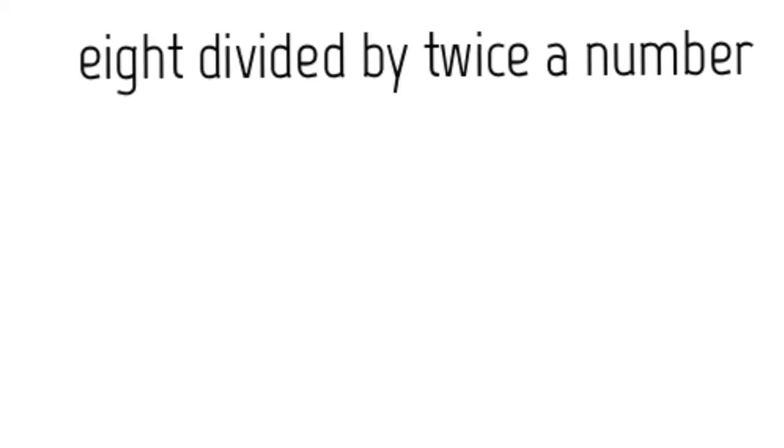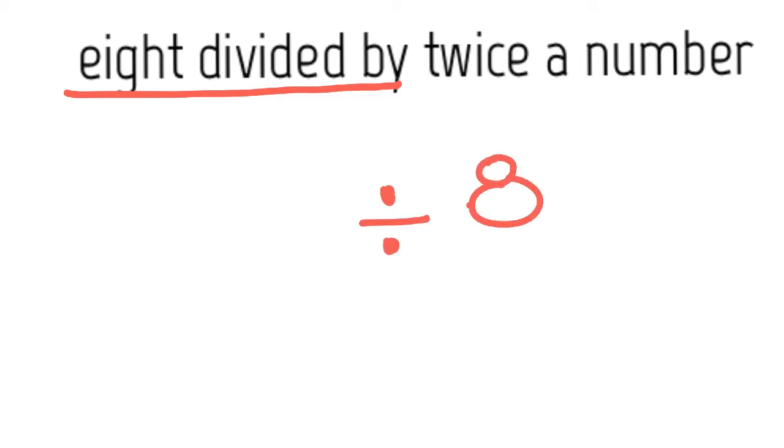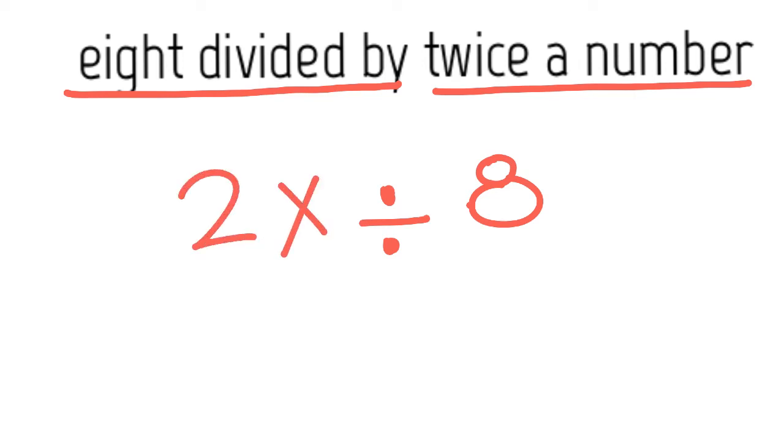All right. 8 divided by twice a number. So just like the last one we just got done doing, 8 divided by. What they're telling us is they want us to do that second. They want us to divide by 8 as the second thing that we do. So I'm going to draw out that divide by 8. And then it says twice a number. So again, I would have 2x divided by 8.